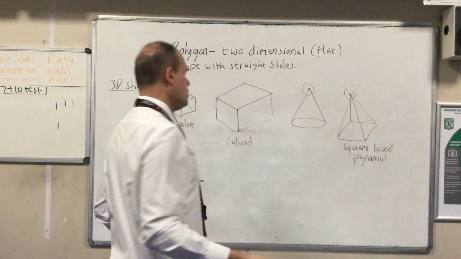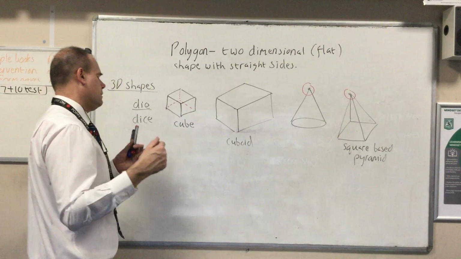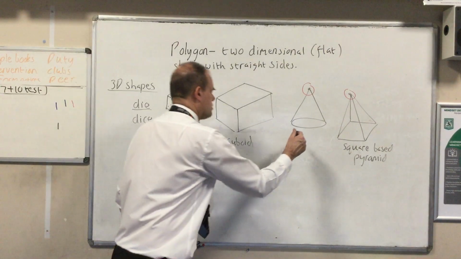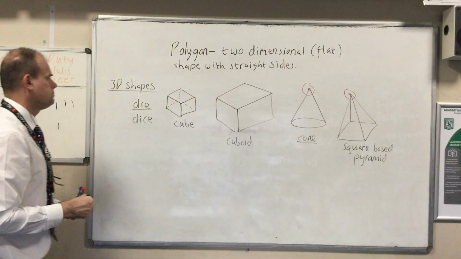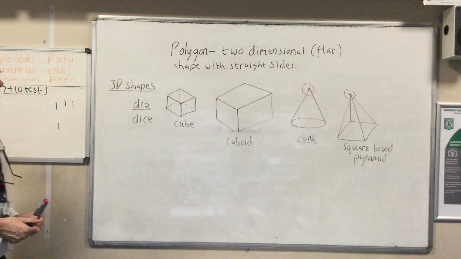Now you would call that a circular based pyramid, but they've changed the name, and it's got its own special name called a cone. So you must use that word, cone, there. Alright? And then we get into these other shapes.